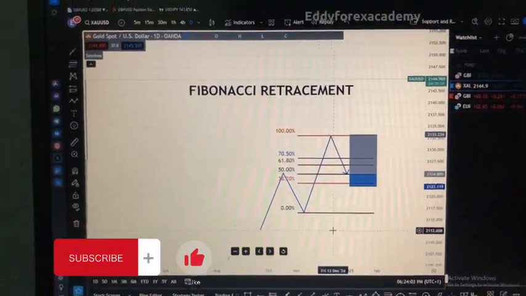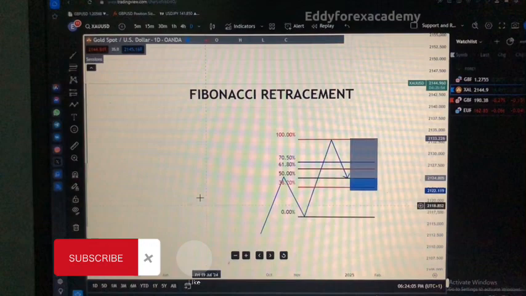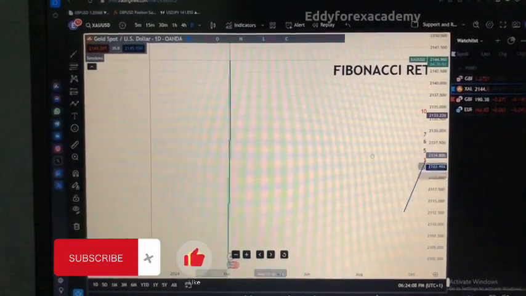So let's go on the chart and let me show you basically how to use it on the chart.